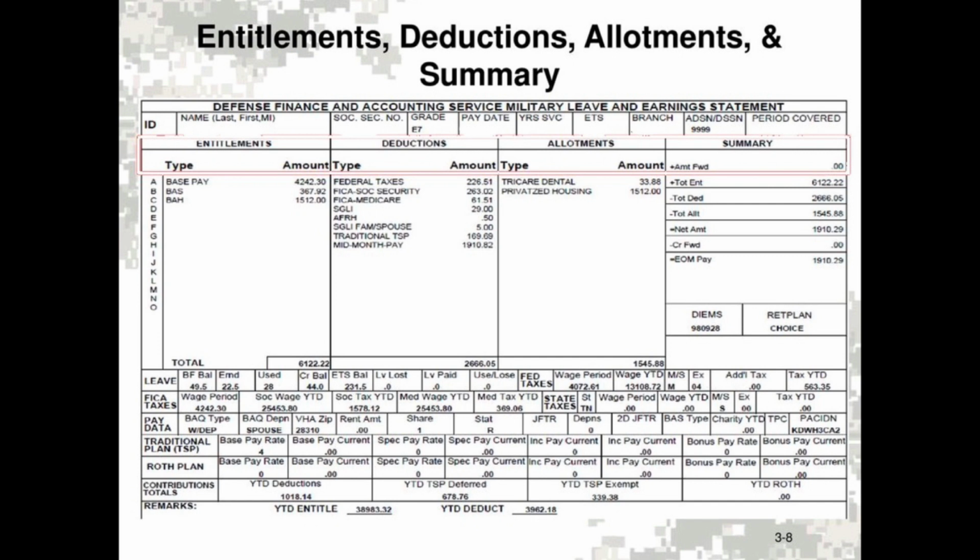Then it goes over the taxes that you paid year to date. It also goes over what savings plan you have, whether it be traditional TSP or a Roth plan, so a 401k or a Roth 401k, and then contributions made year to date. Below, there'll be more remarks depending on what allotments you have set up and your sets of pay.